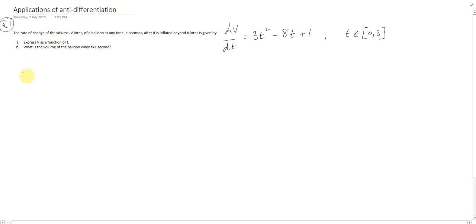In this video we're going to be looking at some applications of anti-differentiation. And I'm just going to be doing two examples. The first one's going to be fairly easy and the second one a fair bit harder. So here we go, first question.